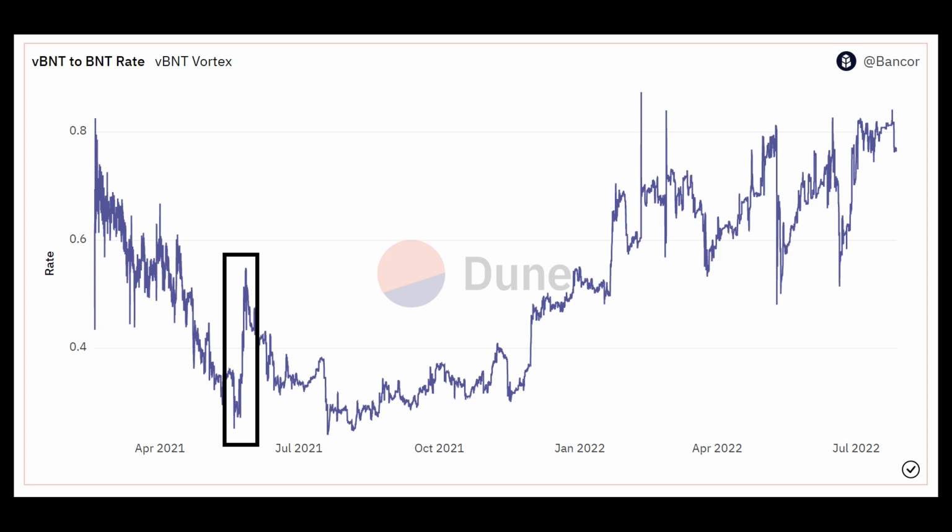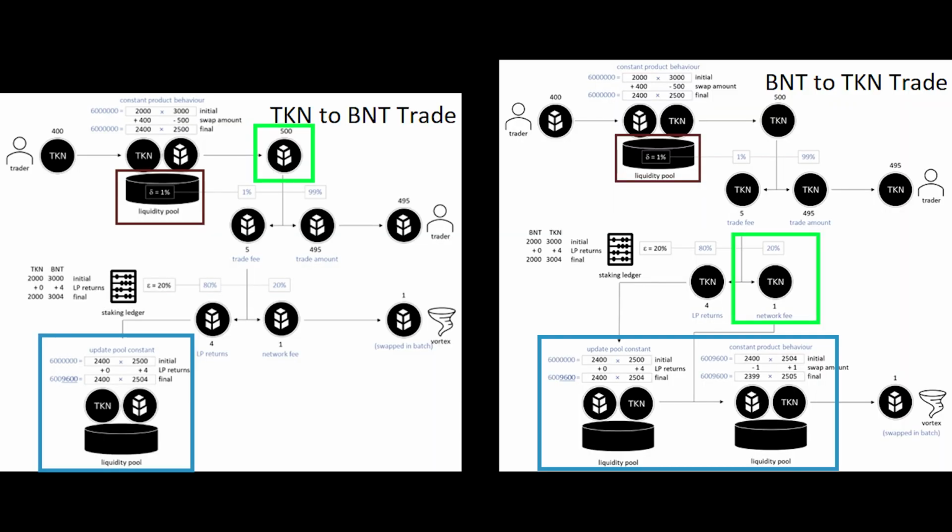Now that the vortex has been going for a while, it's been able to burn 3.5 million VBNT, which is 7.25% of the total supply. This 7.25% is locked away forever and cannot be withdrawn. This is how Bancor 3 works. Someone makes a trade, the protocol collects a fee. That fee is used to buy BNT, and then the vortex is used to maximize the efficiency of the burn.